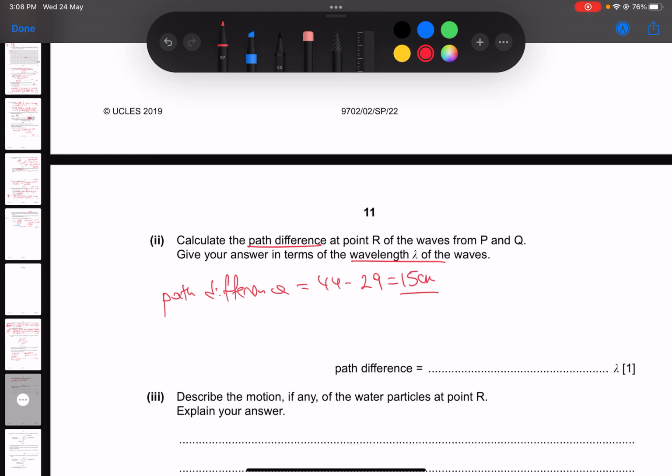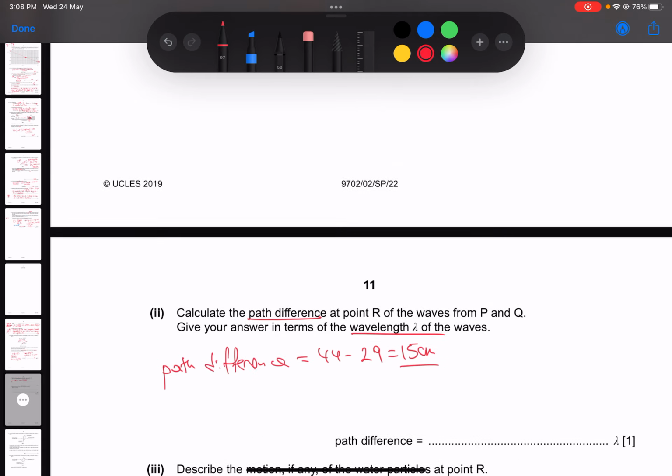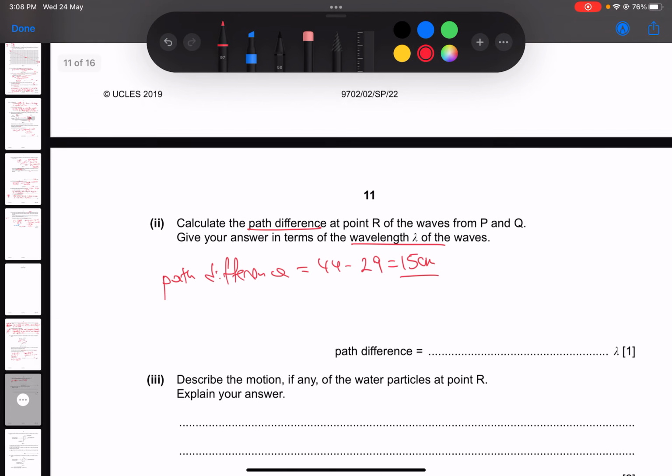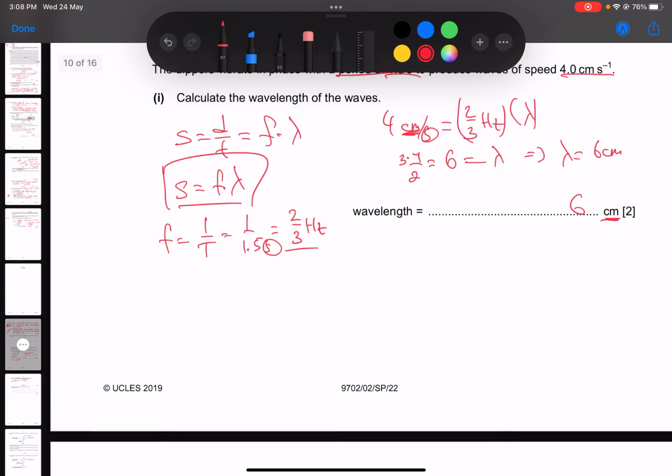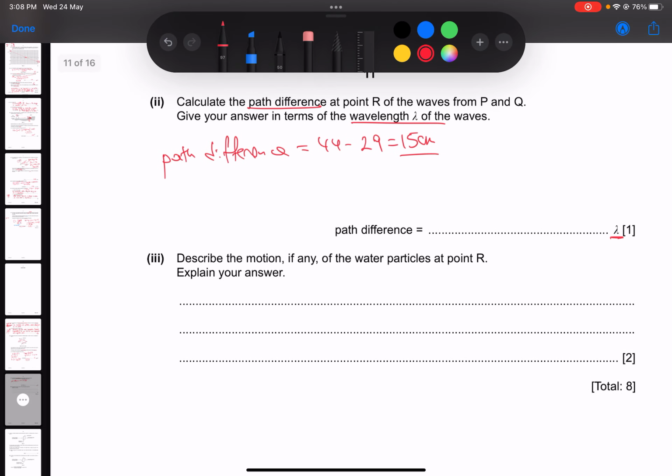Have you finished? No, guys, be very careful. Are they in centimeters? Yeah, centimeters, sure. But it should be in terms of lambda. We just recently found the lambda, so our lambda is going to be 6 centimeters here. How about 15 centimeters? 15 over 6 would be 2.5 lambda. So their path difference is going to be 2.5 lambda.